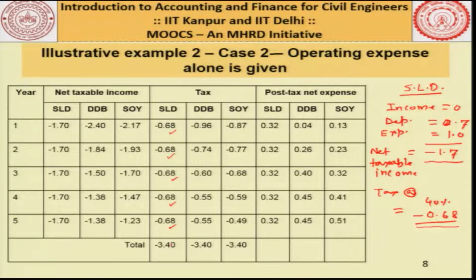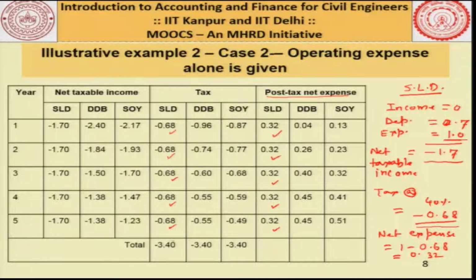So, straight line method, all 5 years, you are getting a tax rebate of 0.68. So, what will be your post-tax net expense? You were spending 1 lakh and now you are getting a rebate of 0.68 lakh. So, net expense after taxes is 1 minus 0.68, which is 0.32. So, this is what you find here, 0.32 in the case of a straight line in year 1, 0.32 in year 2, year 3, year 4 and year 5.